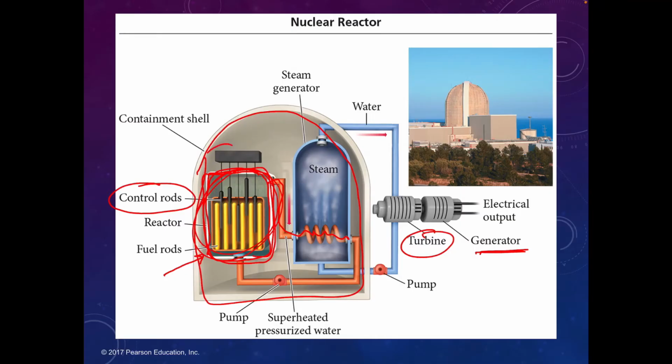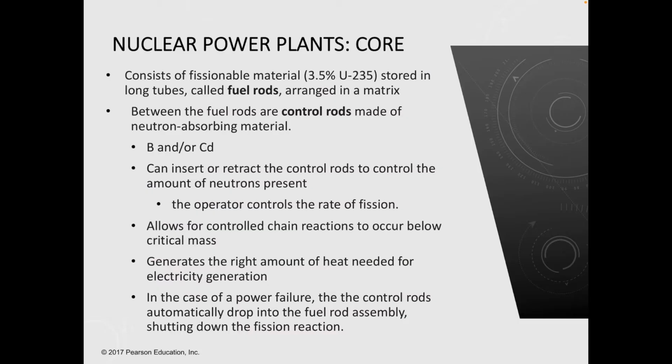So let's look at this. These are the control rods here. They can go up and down essentially, and so they can block the neutrons from hitting more uranium-235, or you can open it up and make it go faster, right? So they can insert them or retract them to control the amount of neutrons present, which controls the rate of the fission reaction. This allows for controlled chain reactions to occur below the critical mass, which is really awesome.